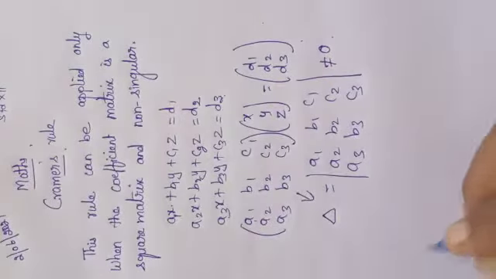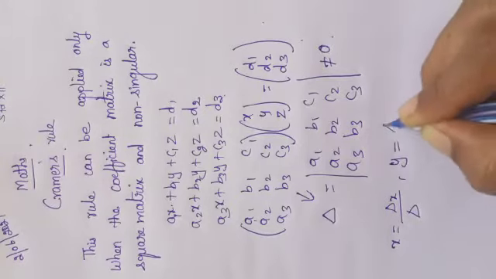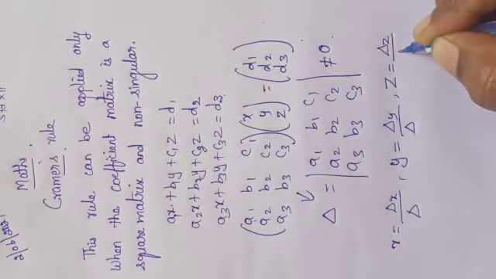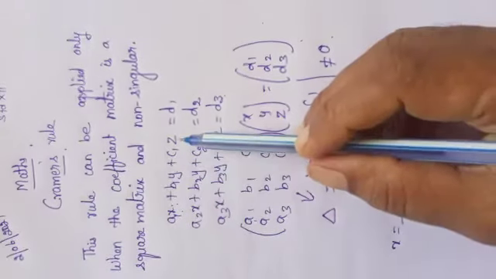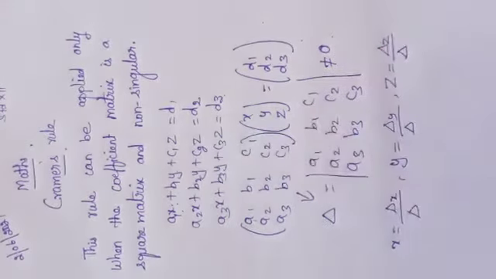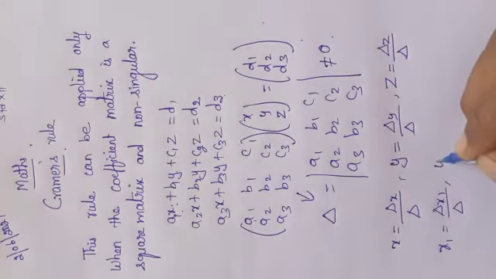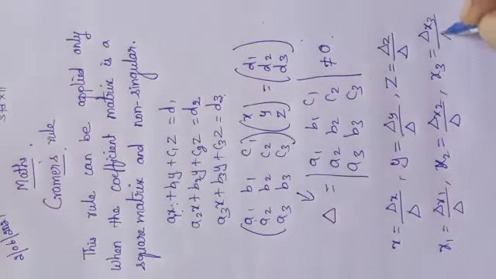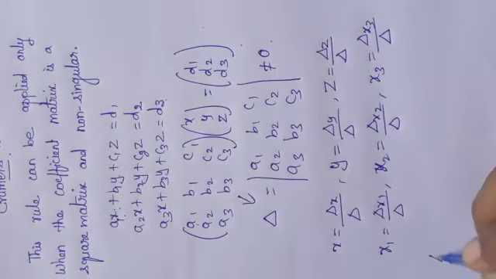So, let me tell the rule. x is equal to delta x by delta, y is equal to delta y by delta, and z is equal to delta z by delta. Or if the given system is x1, x2, x3 in place of x, y, z, then you find x1 equal to delta x1 by delta, x2 is equal to delta x2 by delta, and x3 is equal to delta x3 by delta. Is that clear?